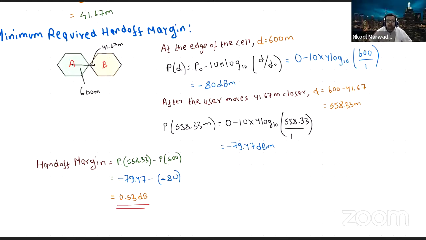Now let us analyze the handoff margin and its importance. We can have a large handoff margin and we can have a small handoff margin. What will happen if we have a large handoff margin, and what will happen if we have a small handoff margin?